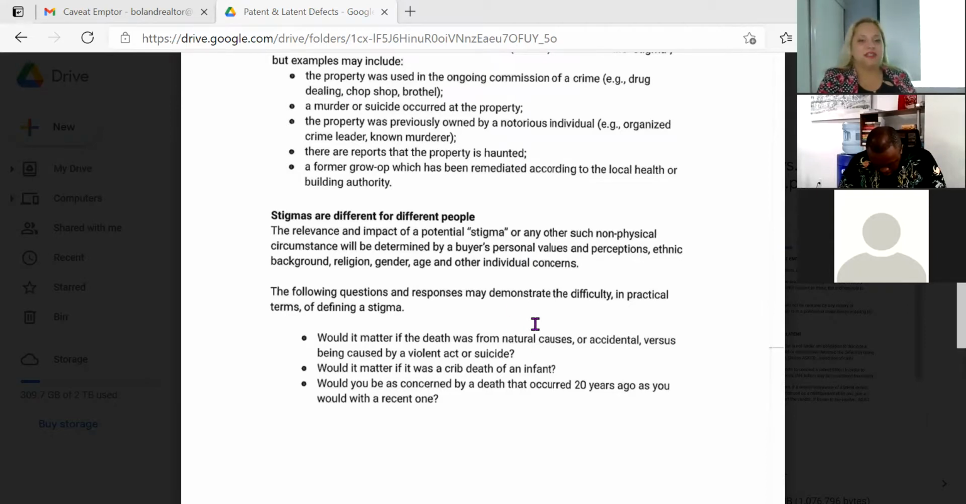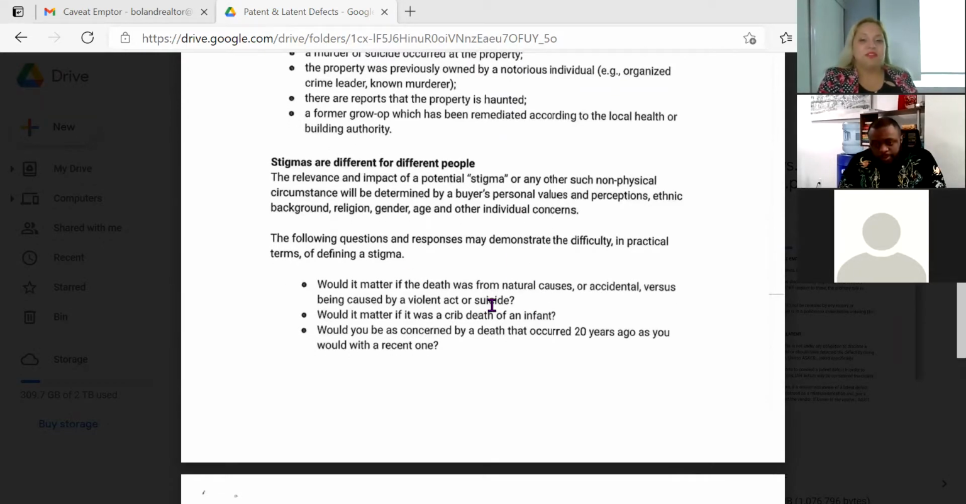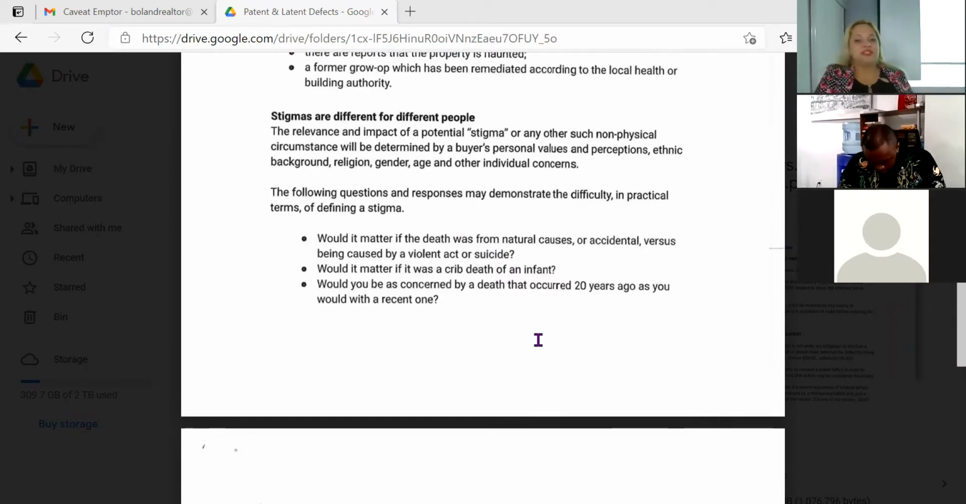So that kind of goes on to the next thing that we were talking about. Stigmas are different for different people, right? The relevance and impact of potential stigma or any other such non-physical circumstance will be determined by a buyer's personal values, perceptions, ethnic background, religion, gender, age, and any other individual concerns, right? So it's not up to us to just decide this. It's up to the person, right?